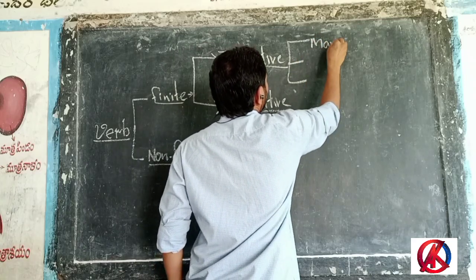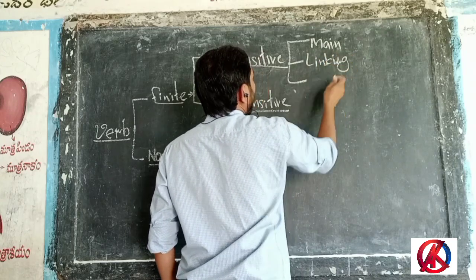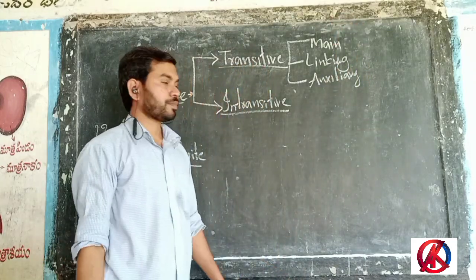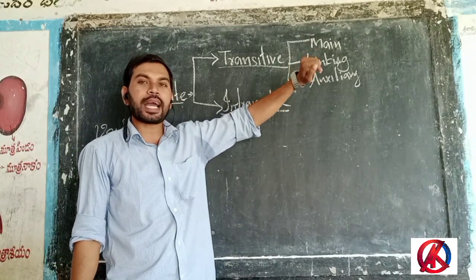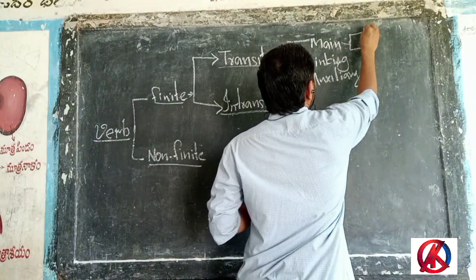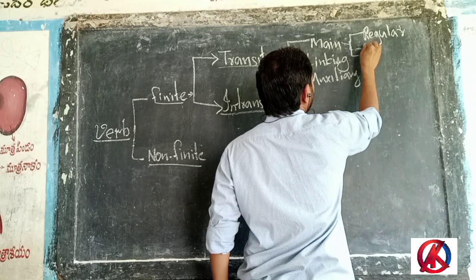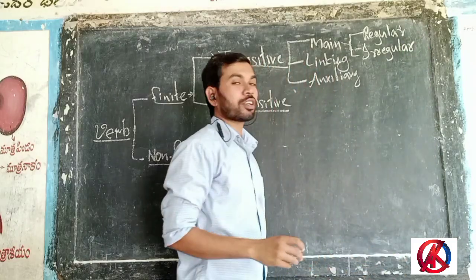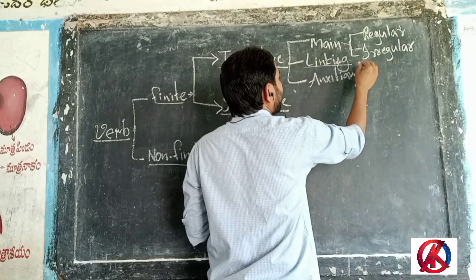Main verb, linking verb and auxiliary verb. Now let us say first, the main verb has been divided further into two. They are regular verbs and irregular verbs. Whereas linking words, what are these linking words?